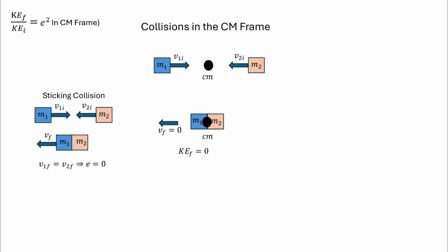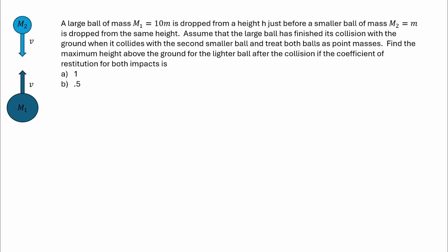Okay, now let's attack a real problem together. Let's put all this stuff to use. So here it's basically the video I showed you. One ball has a mass of 10 m. It's dropped from some height h, and another ball is dropped right after it. Assume the large ball has finished its collision with the ground and it collides with a second, smaller ball. Treat both balls as point masses. In other words, I don't want to have to include terms that deal with radii. It's not a big deal to add them, but it's not really what I'm interested in wasting calculation on.